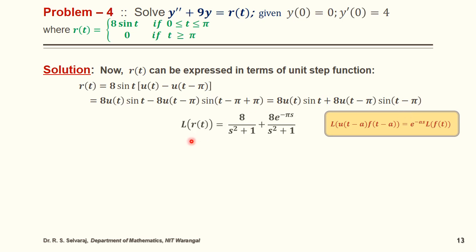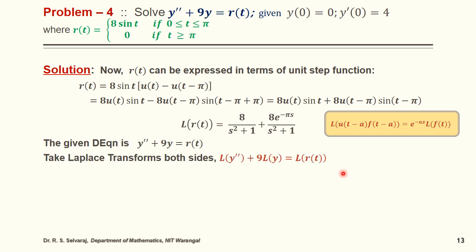Now we will be in a position to find the Laplace transform of r of t, and using this formula we will get the Laplace transform of r of t to be this expression. Now we will come back to our differential equation y double dash plus 9y is equal to r of t, and take Laplace transform both the sides. We will get this expression.